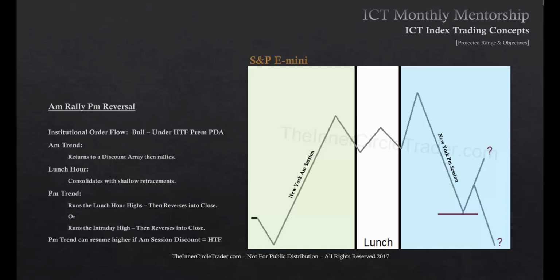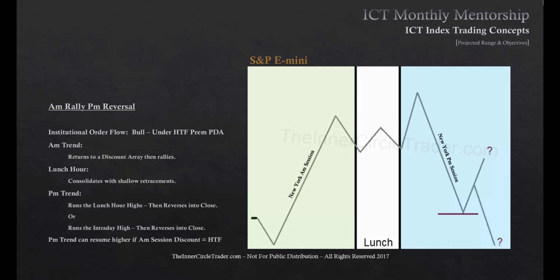If there is no higher time frame discount array that saw price rally away in the AM, say for instance maybe it was a 60-minute or a 15-minute discount array that caused the AM session rally, then obviously we could look for price to continue lower.